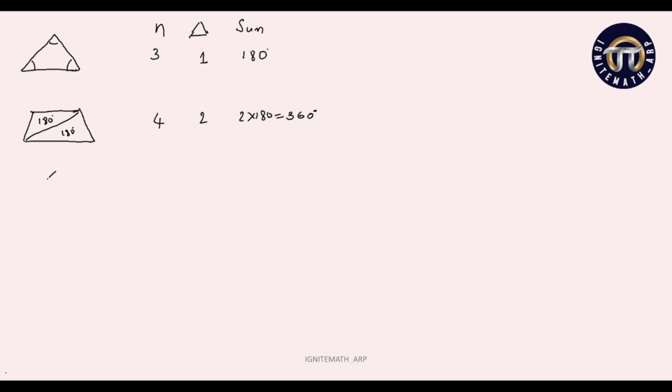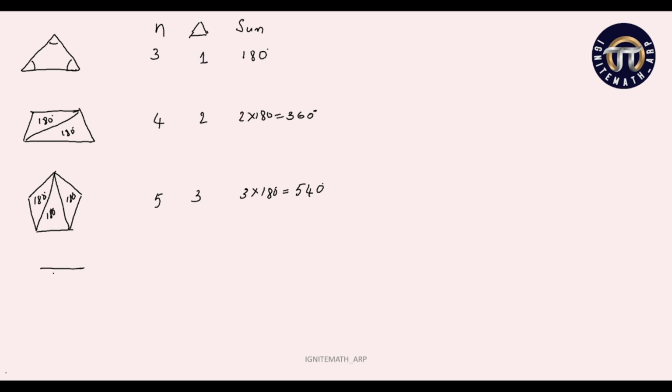So similarly, if I am talking about a pentagon, you have to draw the diagonals such that no 2 diagonals intersect each other, in the sense you are dividing the polygon into triangles. Look at this, children. So here and here I will draw. So this is 180 degrees, this is 180 degrees, and this is 180 degrees. So the number of sides is 5. 3 triangles are formed. So the sum is 3 into 180 degrees, that is 540 degrees.